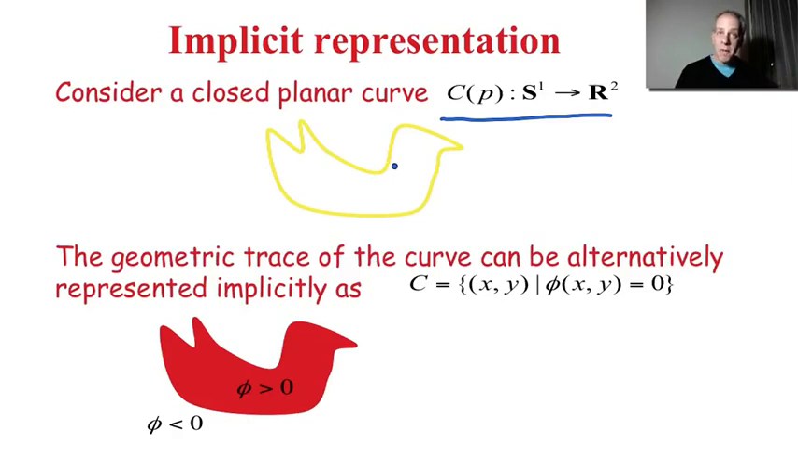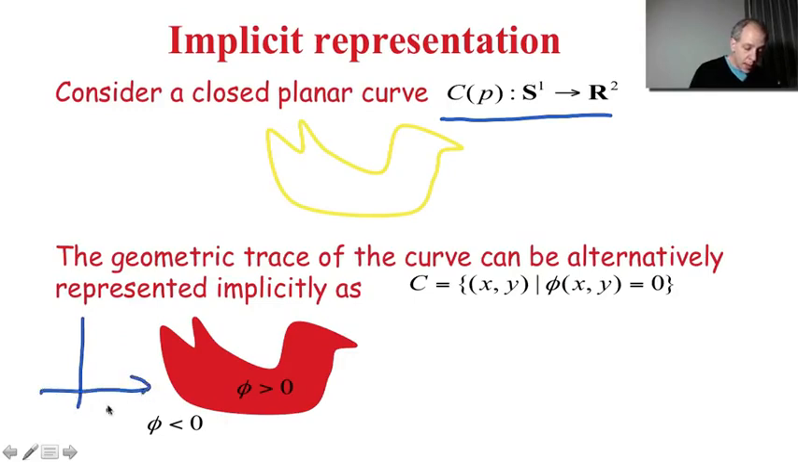There's a very different way to represent exactly the same curve that is actually even more familiar when we are talking about shapes. The basic idea is that instead of parameterizing the curve, we're going to represent the curve by all the points on the plane that hold a certain equation equal to 0. So let's look at this figure. We're going to put a coordinate system, x and y, and then we say every point on the curve is a point such that phi at that point is equal to 0.